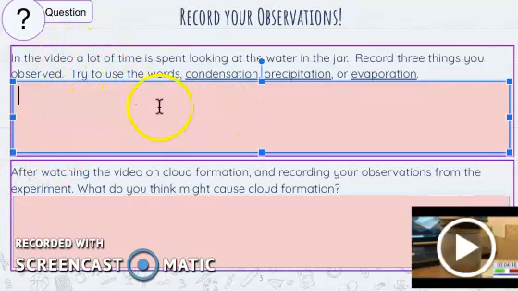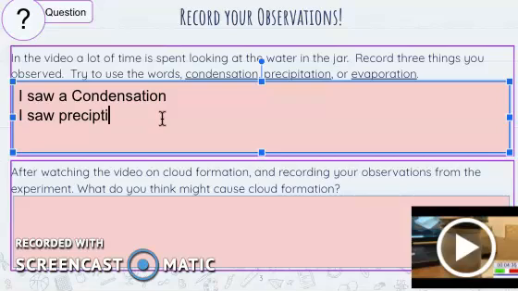All right. In the video, a lot of time is spent looking at the water in the jar. Record 3 things you observed. Try to use the words condensation, precipitation, evaporation. In fact, I can write that right here. I saw condensation, and I told you just a moment ago where you saw condensation, so I'll let you think about that. I saw precipitation. Same deal. I told you where we saw precipitation, so you can figure that one out. It's on the side of the jar.